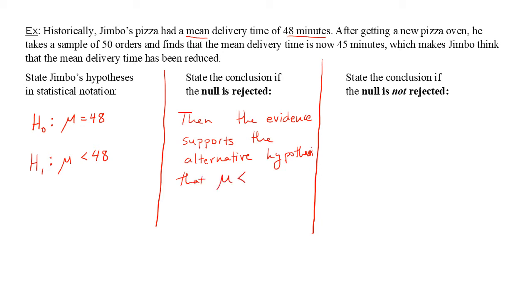...mu is actually less than 48. On the other hand, state the conclusion if the null is not rejected. In this case, we would say that there is not enough evidence to support the alternative.